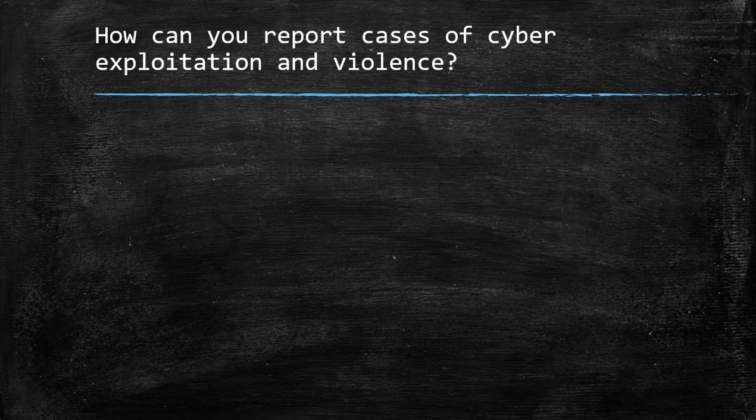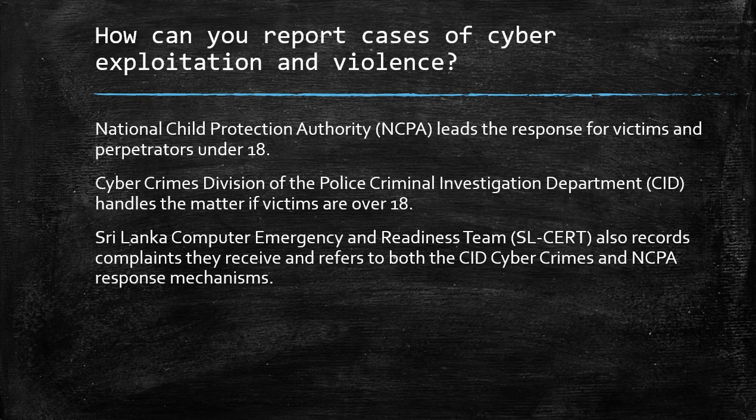It's important to know these places because we don't know, this could happen to someone close to us. The National Child Protection Authority, NCPA, leads the response for victims and perpetrators under 18. Then there's the Cybercrimes Division of the Police CID. If you are over 18, this is the area you have to go to. Then the Sri Lanka Computer Emergency Readiness Team, or SL-CERT. They also record complaints they receive, but they also work closely with the CID and NCPA mechanism.